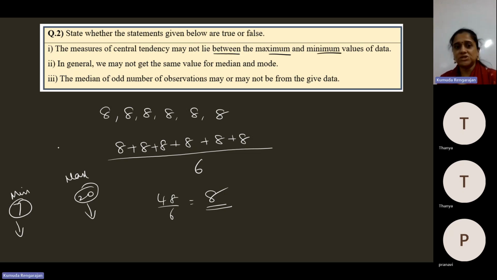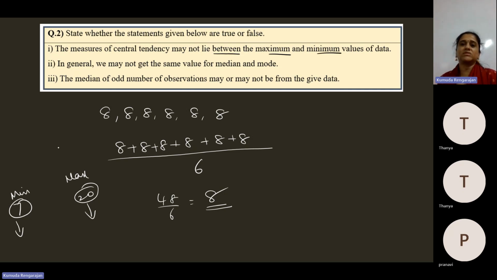So there are situations where central tendency may not lie between the maximum and minimum values. And there are situations, so it depends on the data. For a particular data, mean, median, mode all may lie between the maximum and minimum value. But for a particular data, mean and median may lie between, but mode will not lie. So it depends on the data.